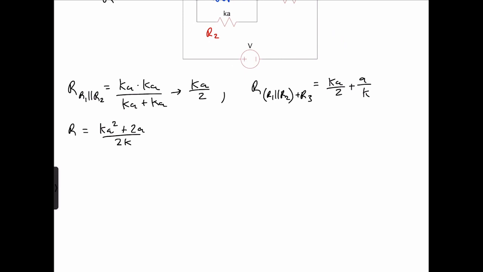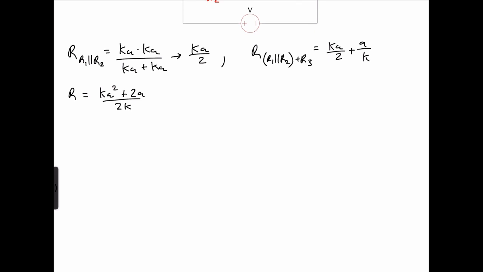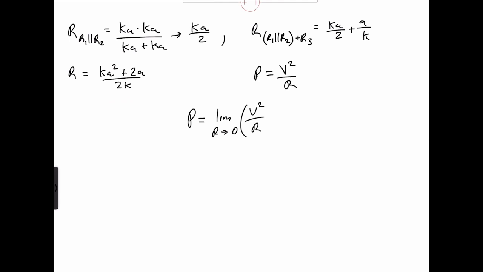So we have R, and we know we have V. In order to find the max power that can be achieved, we have to limit R to the smallest possible value. Take a look: power is V squared over R. So the maximum power can be achieved if, let's just write it like this, power, we take the limit of R going to 0, V squared over R. And as R goes to 0, the power goes to infinity.